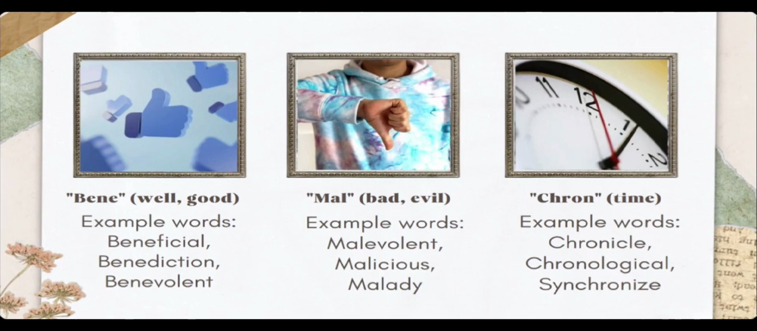Now we have mal, which means bad or evil. An example of English words would be malevolent, malicious, malady. All of these words have something to do with something that is bad, something that has a negative conception.